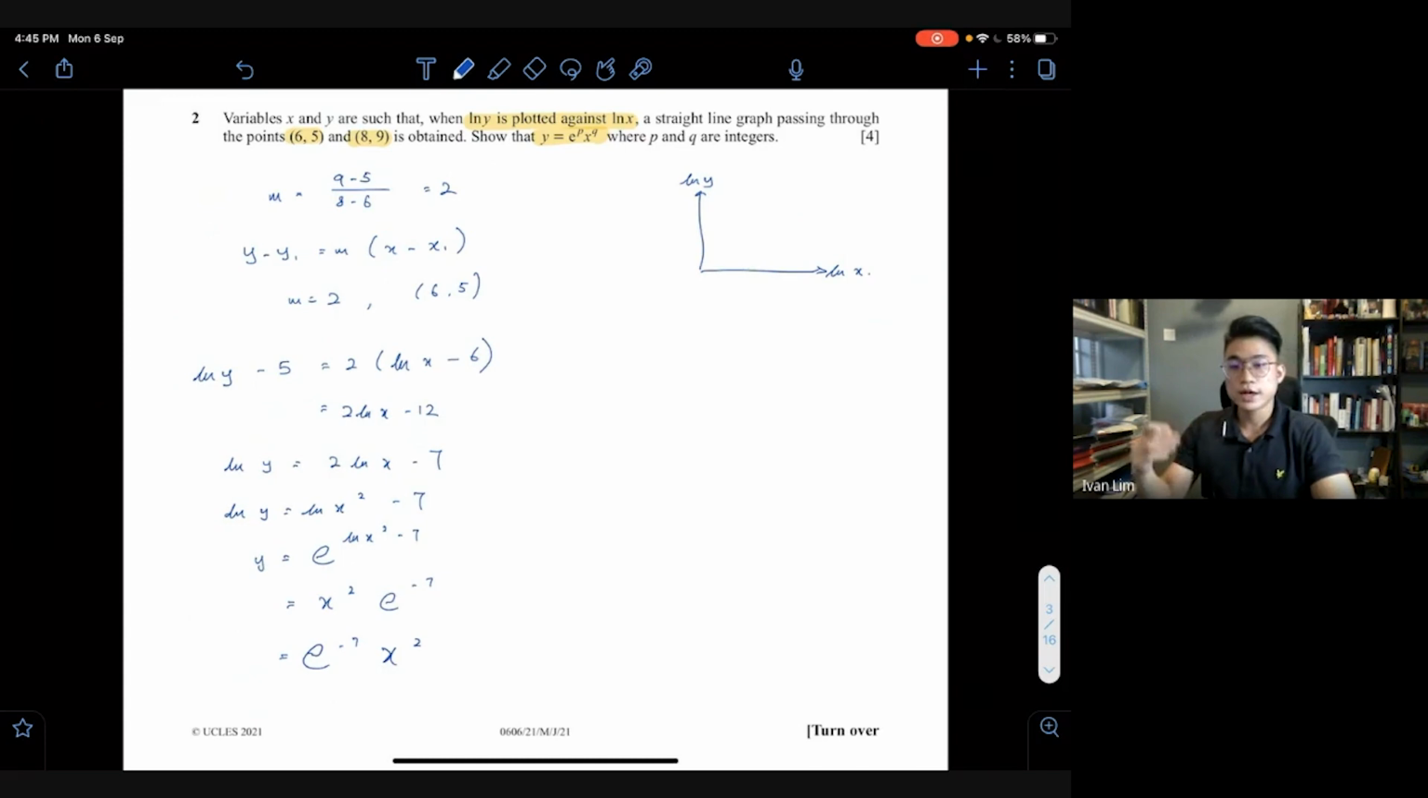If you use another method and simplify it also, it's totally fine. I don't know whether this is the shortest method, but this is the method that I use. Your final answer will be the same: y equals e to the power negative 7, x to the power 2, where p is negative 7 and q is equal to 2.